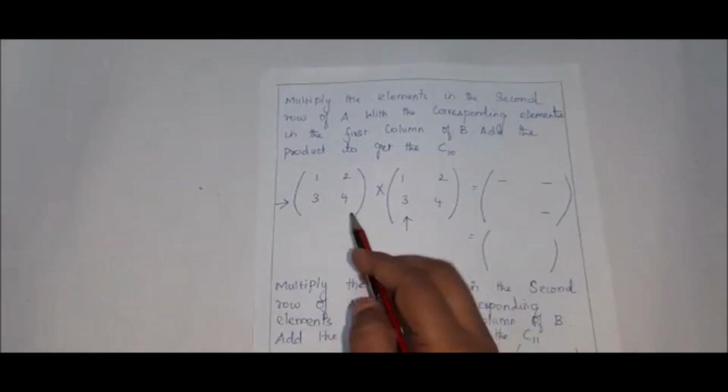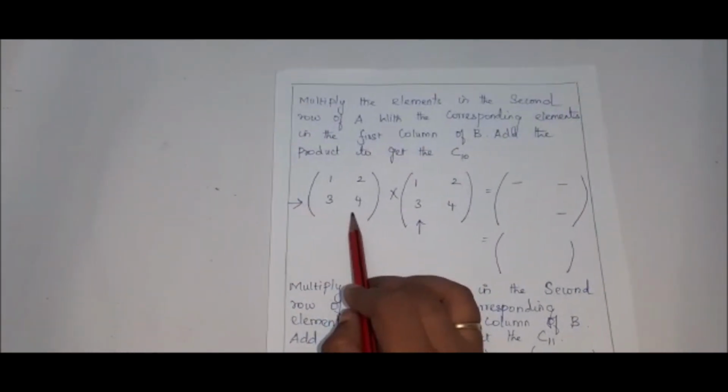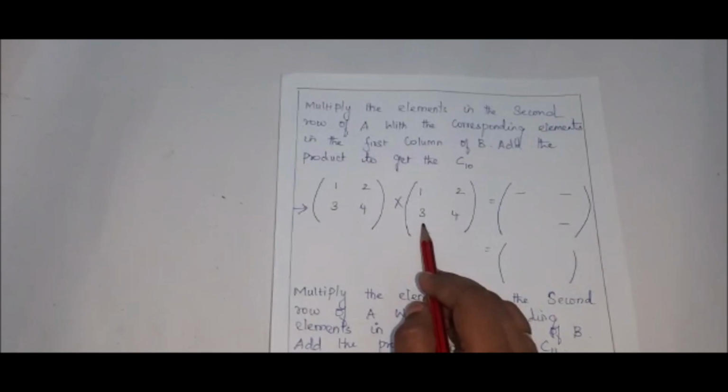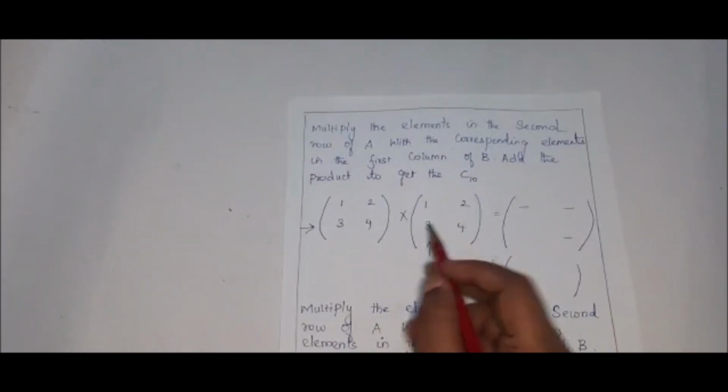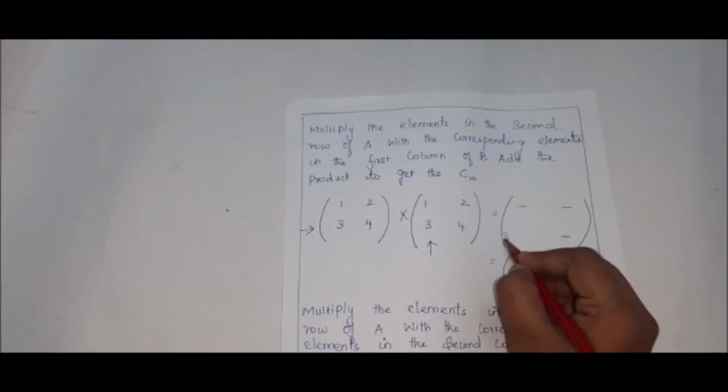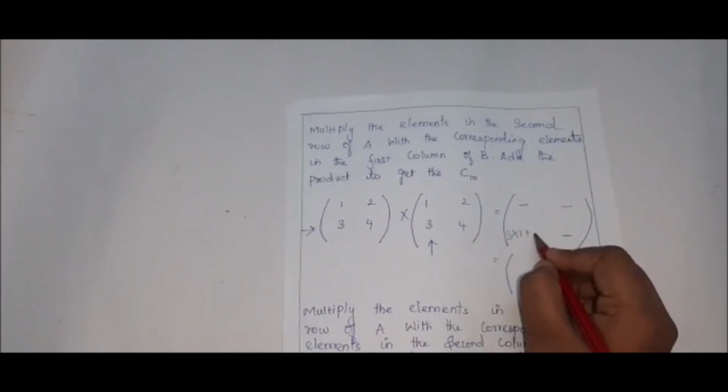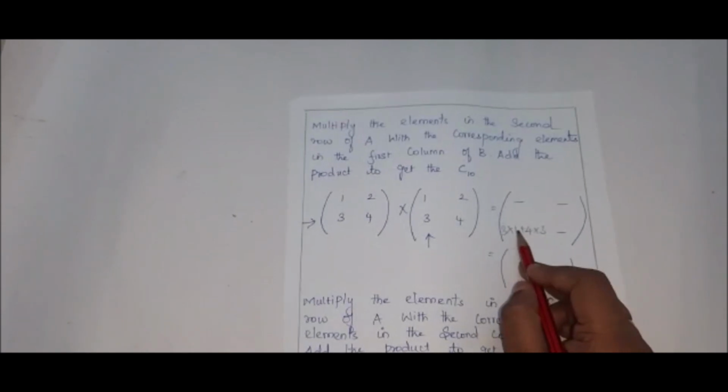Here we need to multiply the second row with the first column of the second matrix. For multiplying the second row with the first column, it is 3 into 1 plus 4 into 3. Then we need to add this. 3 into 1 is 3, plus 4 into 3, 12. So it is 15. Just mention 15 here.